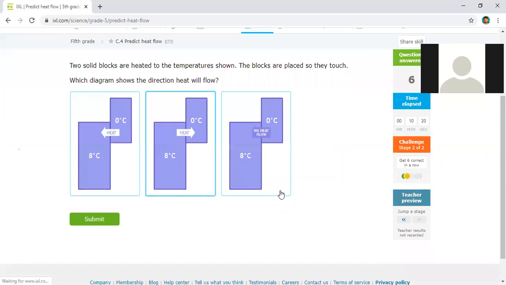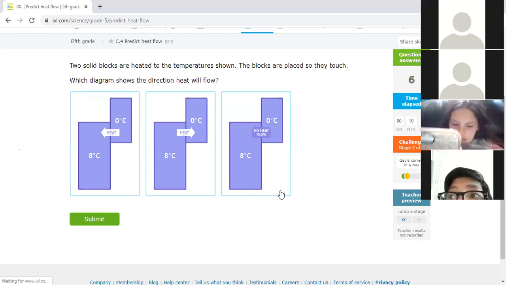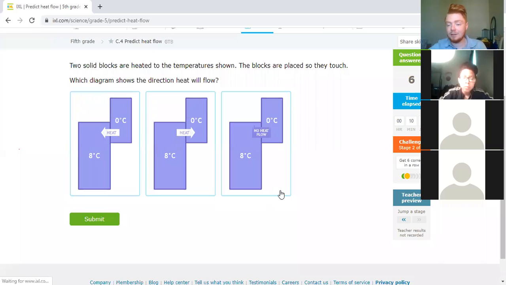All right. Which diagram shows the heat flow? Which one shows the heat flow? All right. Again, let's try and call on people who have not gone at all. Niraj. The first one. The first one?